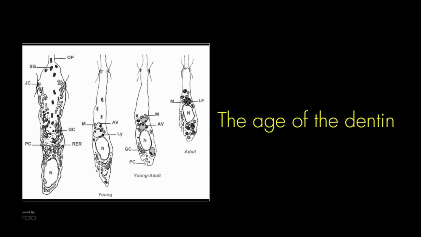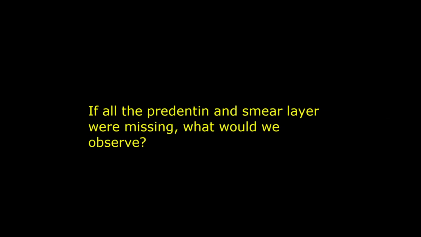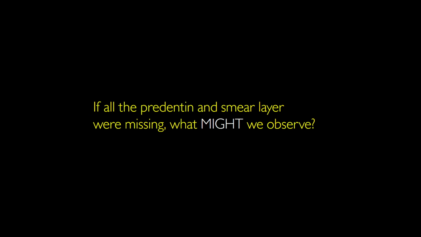The age of the dentin depends on the age of the odontoblast. And adult dentin looks different than young dentin. And it's important to understand what those differences might be. So to re-ask the question, if all predentin and smear layer would be missing, what might we observe? That's what we should ask. What might we observe given the many different conditions that may be present?